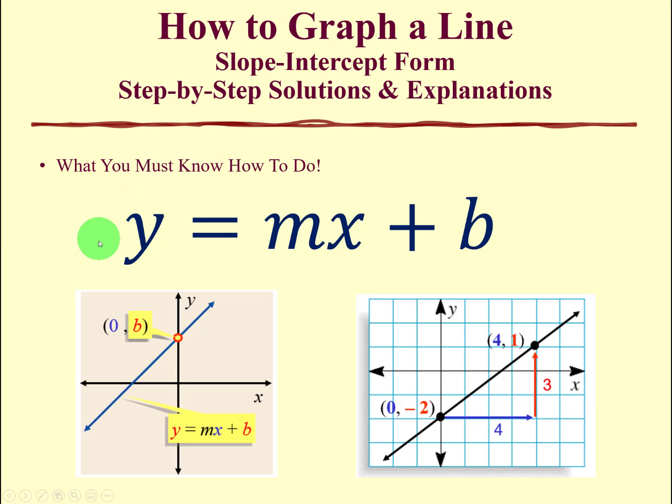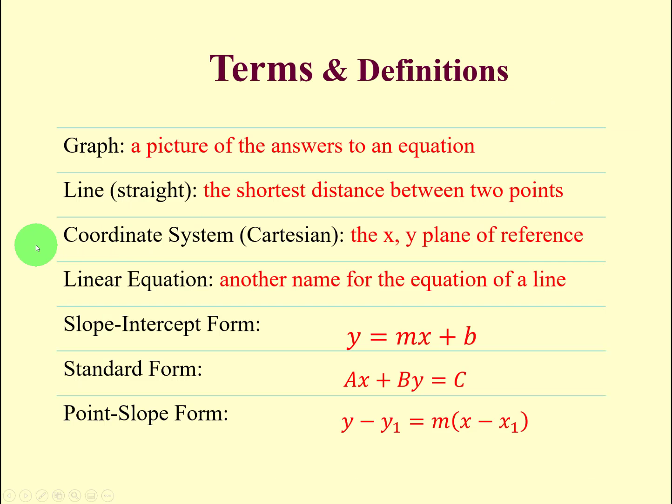Slope-intercept form is y equals mx plus b. I hope you've seen that before, and I'm going to jump right into some terms. First of all, what's a graph? A graph is a picture of the answers to an equation. Remember, a picture is worth 1,000 words. What's a line? We're talking about a straight line. That's the shortest distance between 2 points.